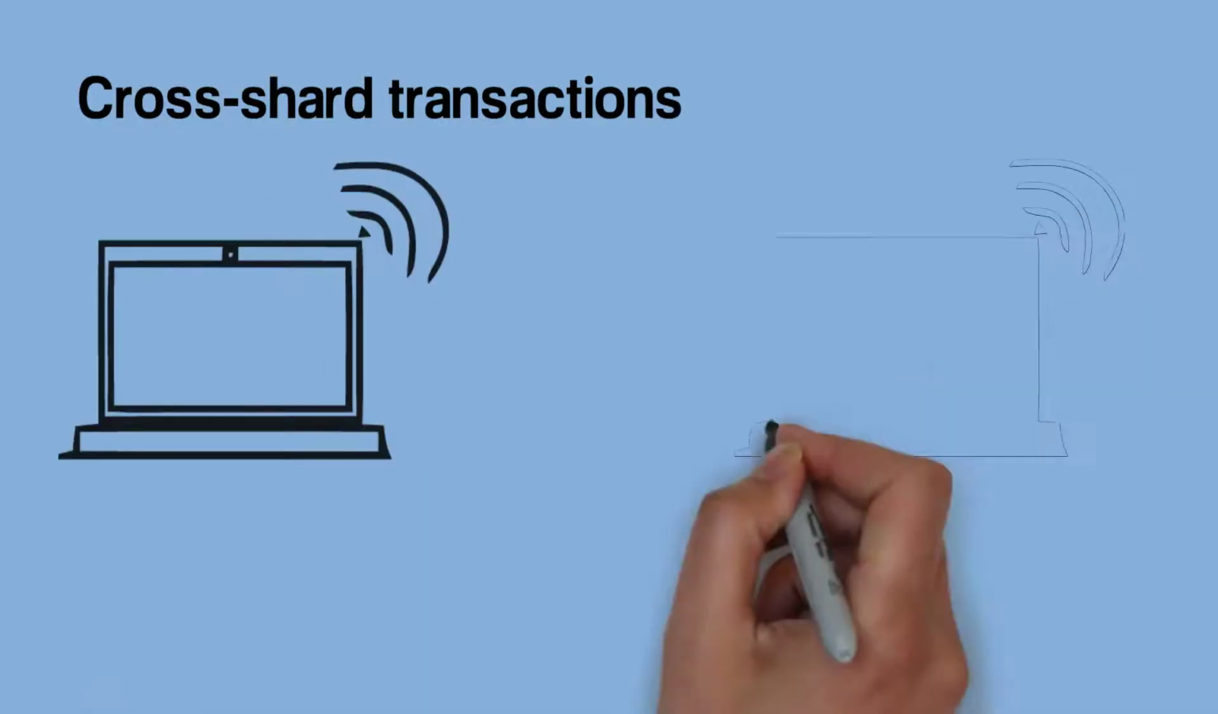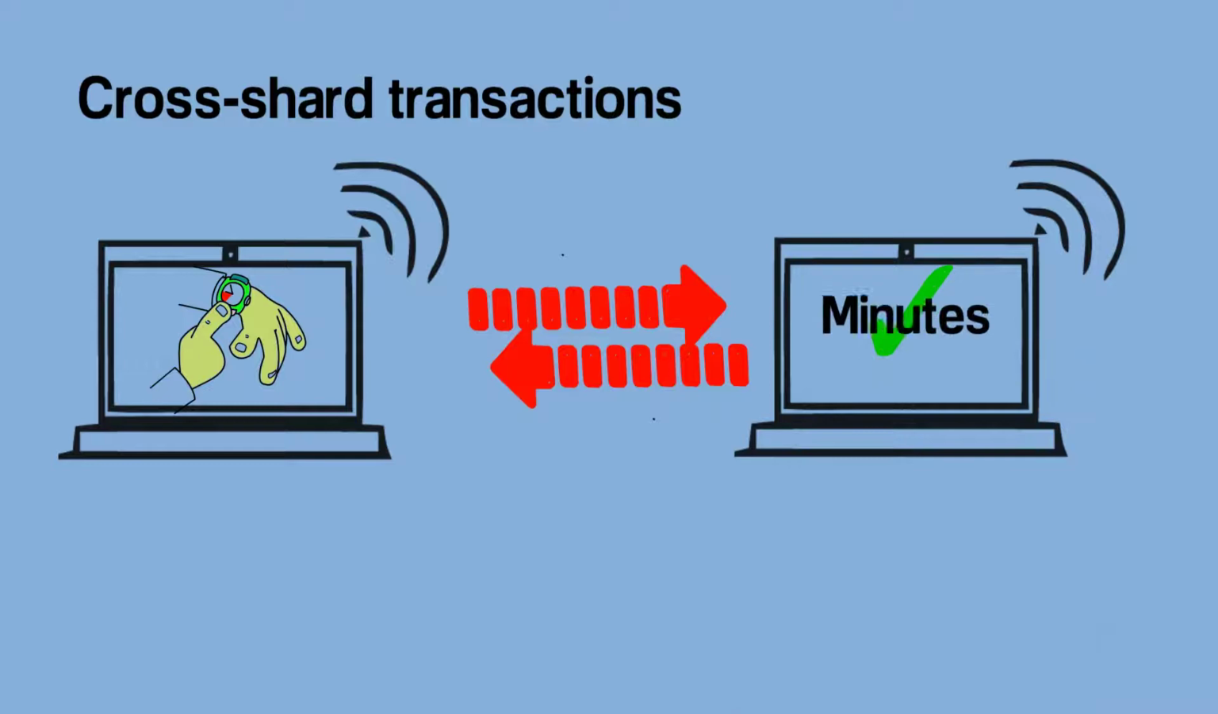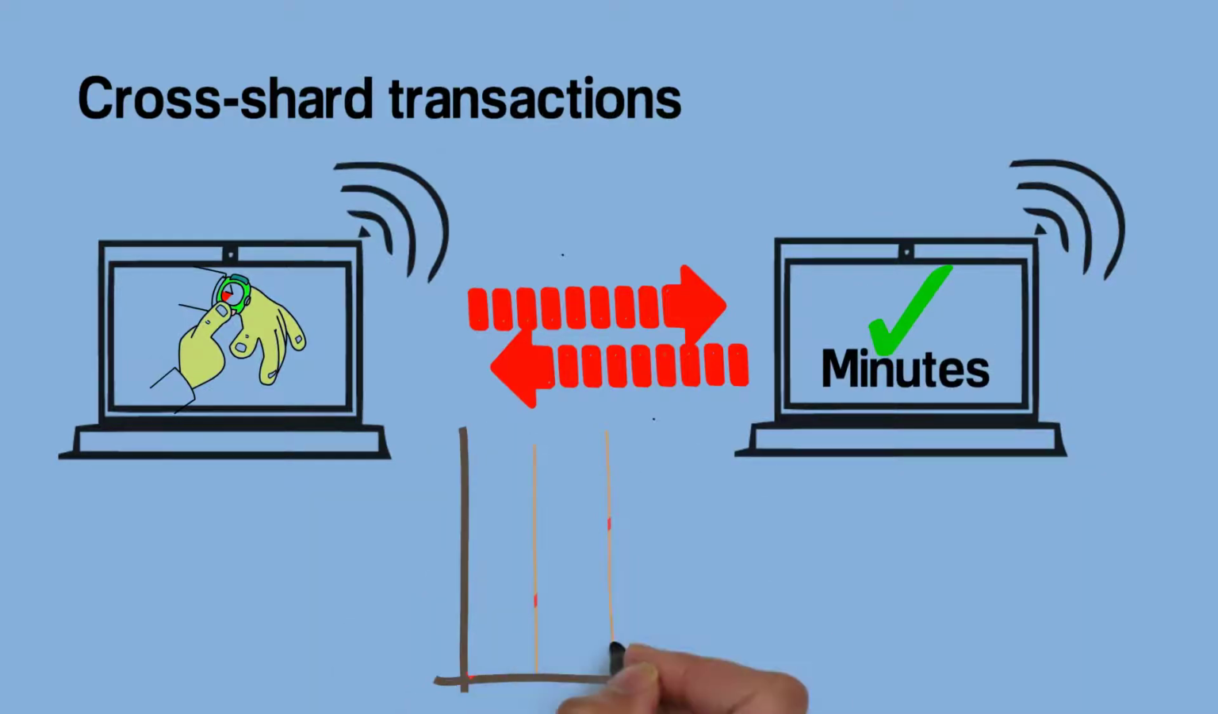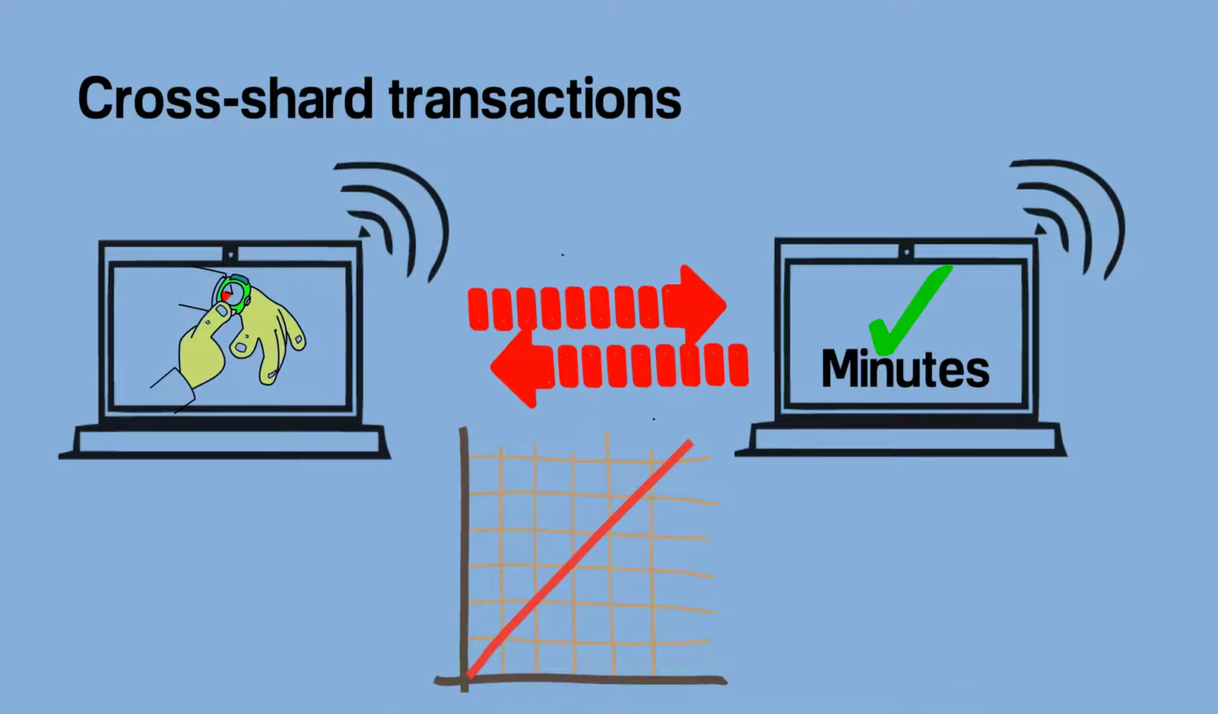3. Cross-shard transactions. Cross-shard transactions can be issued at any time and confirmed in minutes. The throughput of cross-shard transactions increases linearly as the number of shards increases.